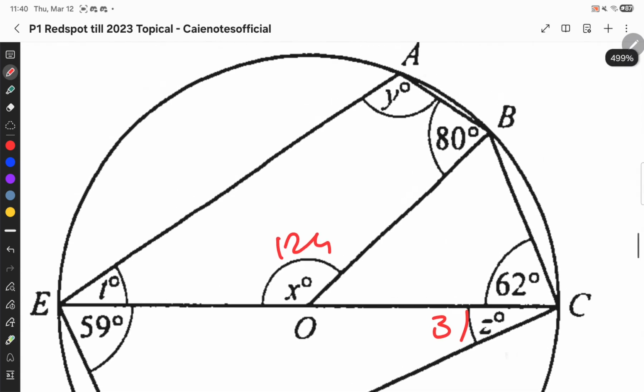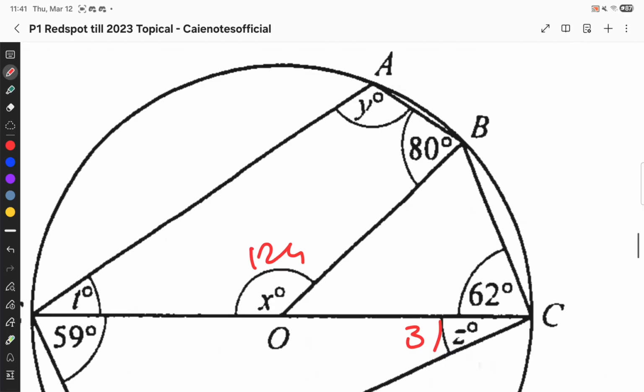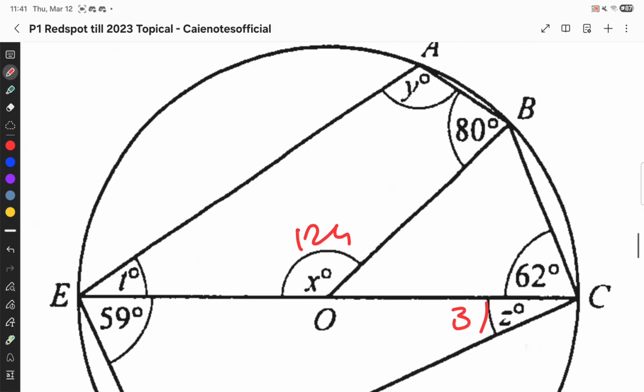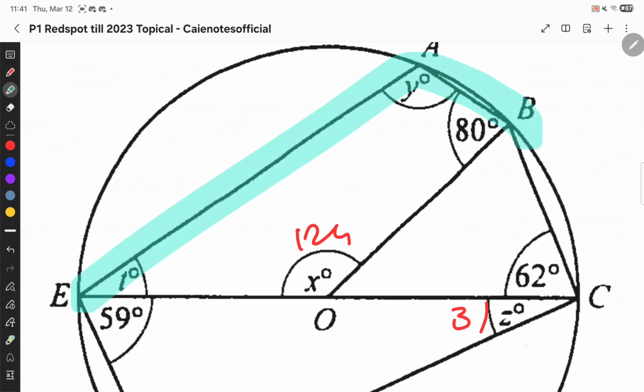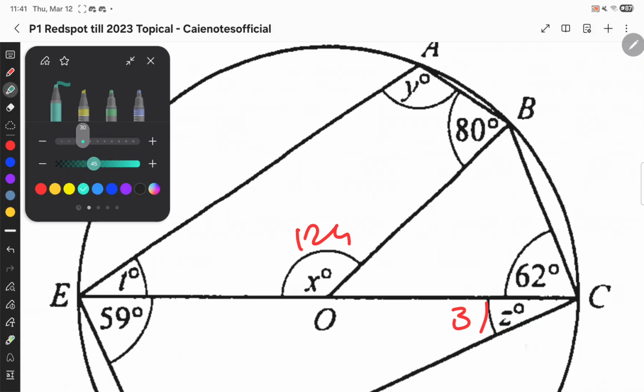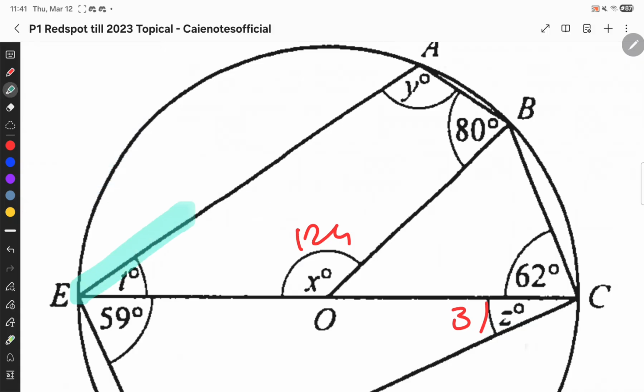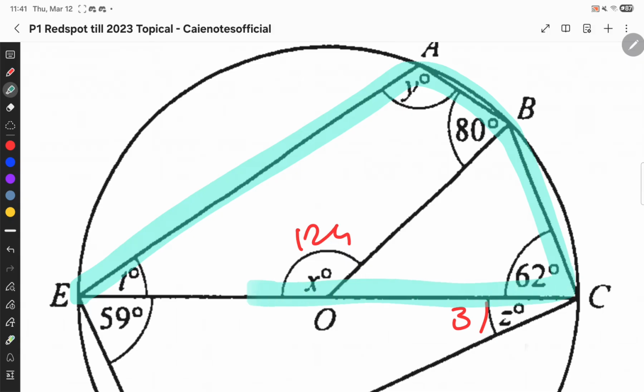Next is solving for t. How do we solve for t? Well, we can use a cyclic quadrilateral. How is it made? It is made by EABC. If I outline it such, EABC. Let me put down the stroke a little for clarity. EABC. You can use this to our advantage.